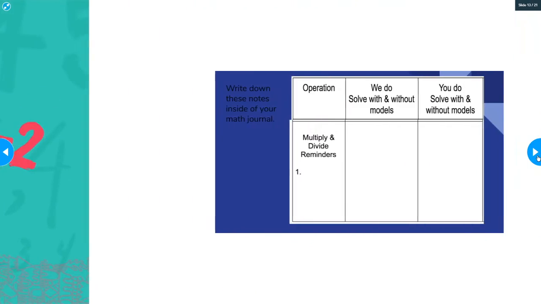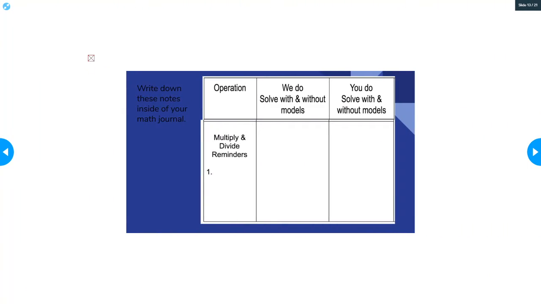Next slide. All right, time to get out those notebooks so we can write down some notes, especially for multiplying and dividing. There's only a couple rules that we have to remember, so let's get out those notebooks. Get them out. I'm going to go ahead and open up my document camera. I have my notebook out already.